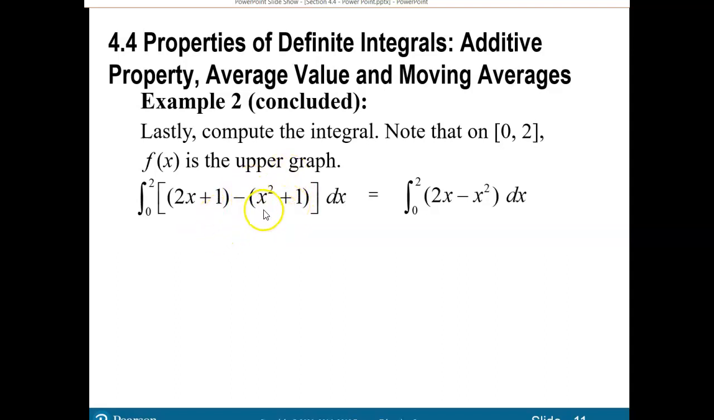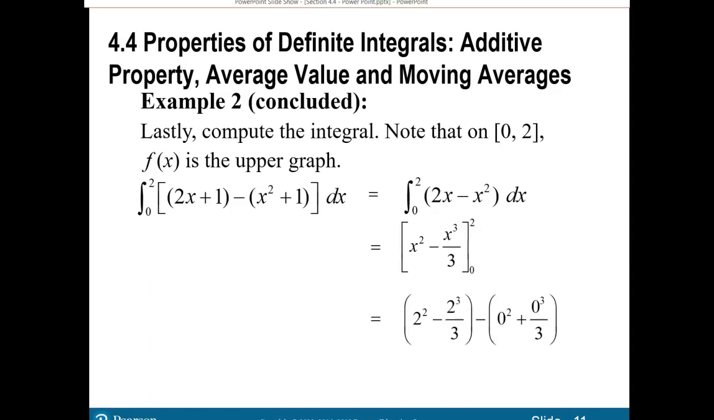Make sure you put the second function especially in parentheses because you're subtracting, that will matter. So if you clean this up and distribute your negative sign, you get 2x plus 1 minus x squared minus 1. So if you have a 1 and then a minus 1, they cancel. And otherwise you have a 2x minus an x squared that's left over. So just cleaning it up first. Antiderivative, 2x squared over 2 means the 2's cancel, just leaving the x squared minus x cubed over 3 from 0 to 2. Plug in 2, plug in 0, subtract, clean it up, you get 4/3.